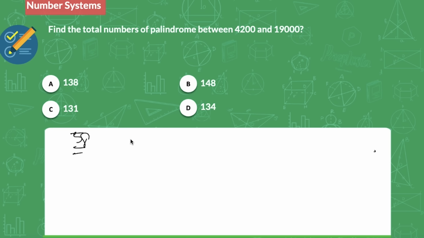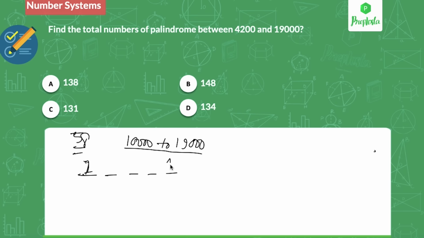Now let's talk about the numbers between 10,000 and 19,000. How many numbers are possible in that case? There are 5 positions. The first number should be 1, mandatory, because it's 10,000 to 19,000. So the 10,000th position is definitely 1, and the same goes for the 5th position as well, that is 1 as well.